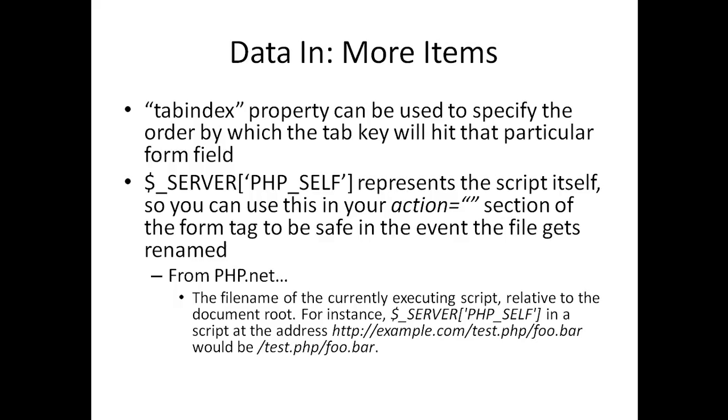All right, so from php.net, the file name of the currently executing script relative to the document root. For instance, $_SERVER['PHP_SELF'] in a script at the address http://example.com/test.php/foo.bar would be /test.php/foo.bar. That's an example of what would be stored in the PHP_SELF variable.